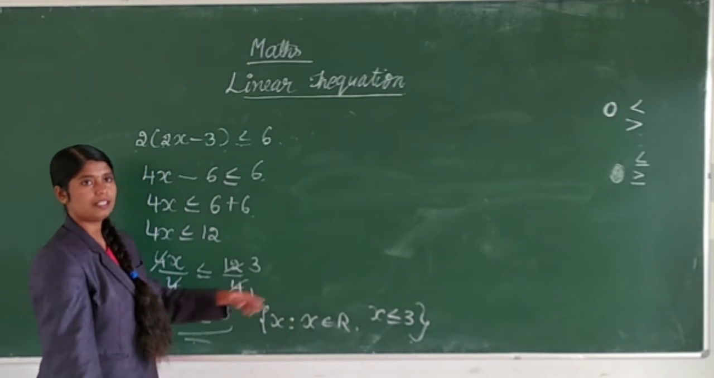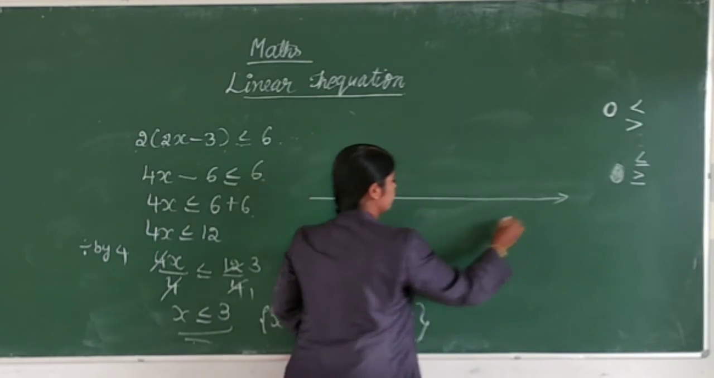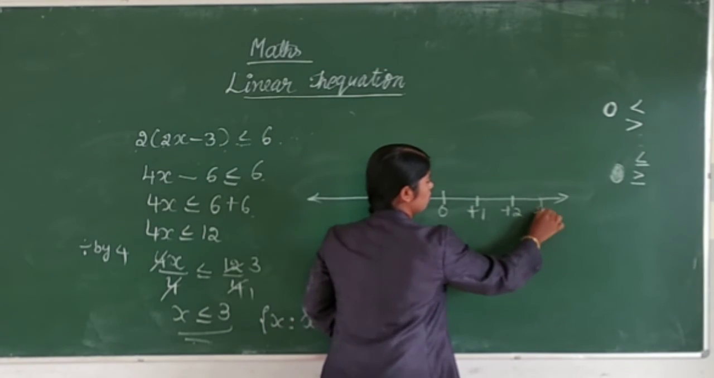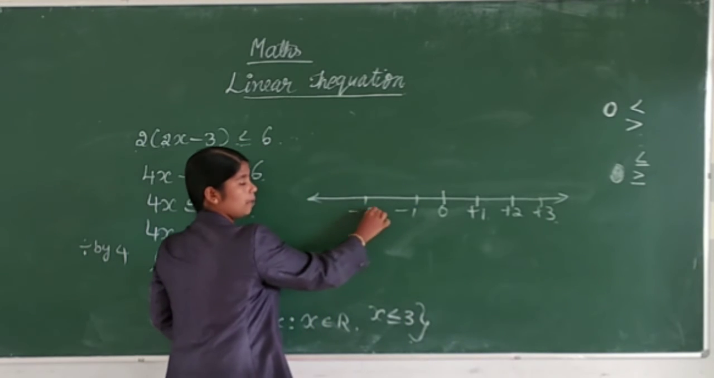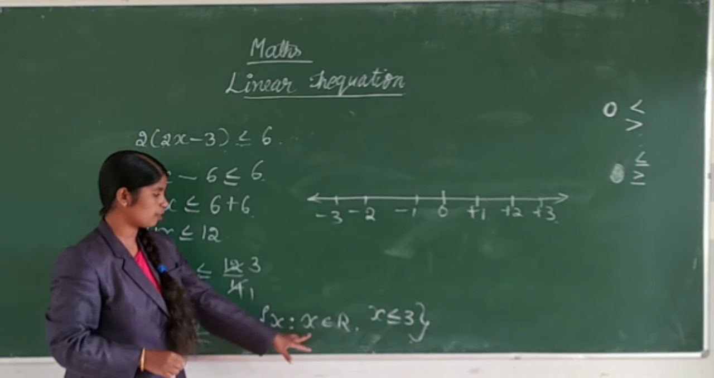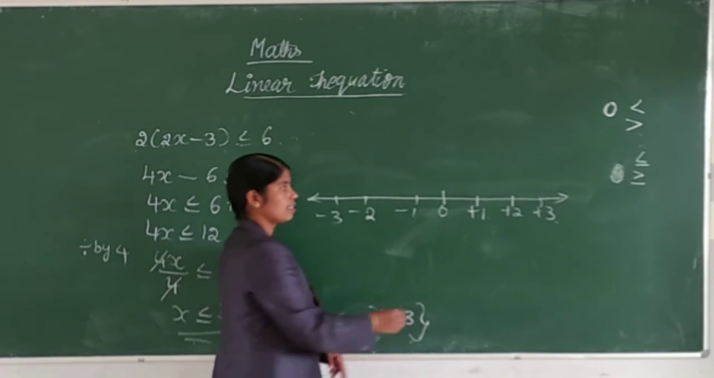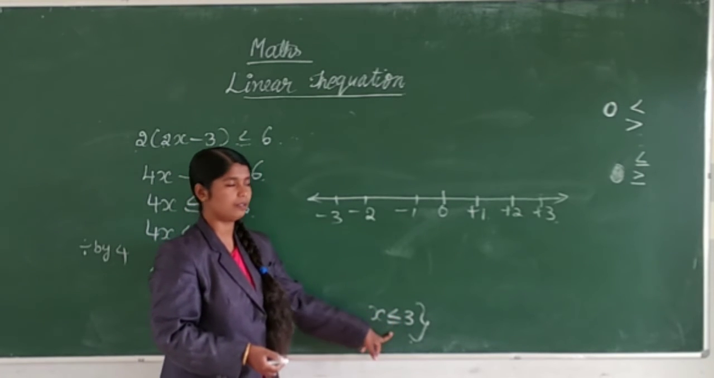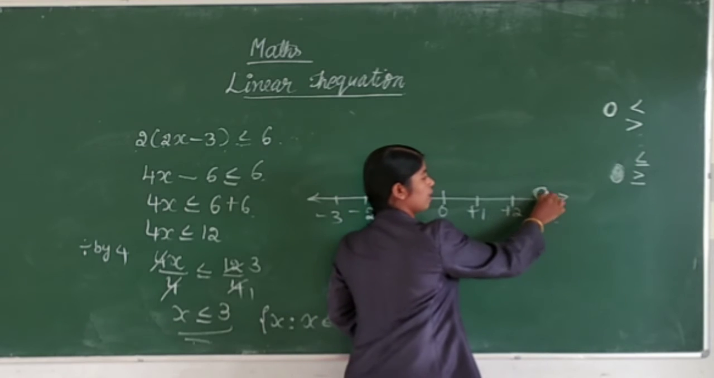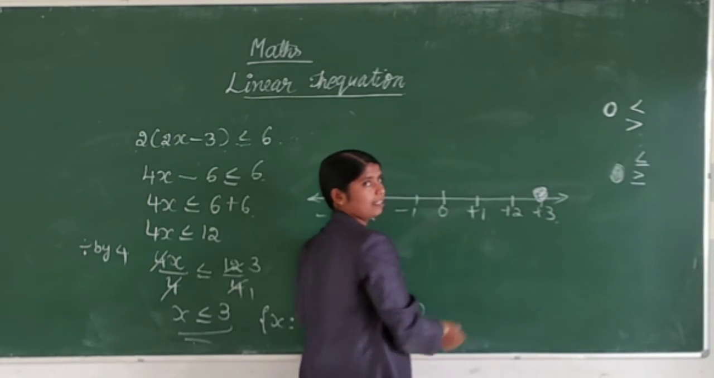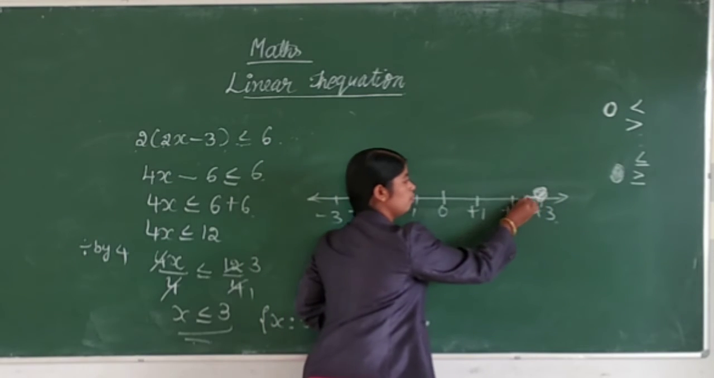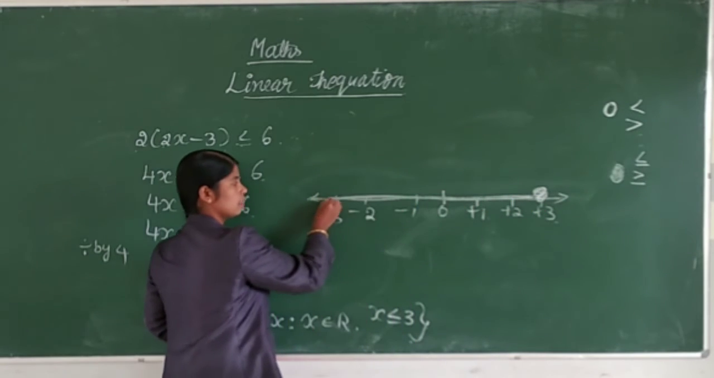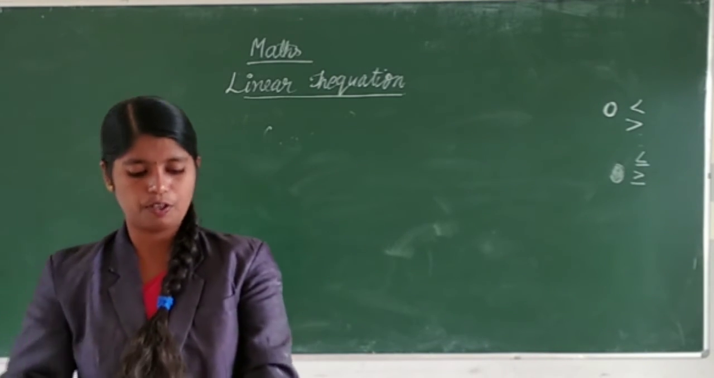Then represent this on the number line. Plus 1, plus 2, plus 3, minus 1, minus 2, minus 3. Then we should consider here plus 3, and it is less than or equal to. So we have to draw a circle with shade inside. Since it is less than, we have to move backward. Till the end we have to draw the line on top, like this.